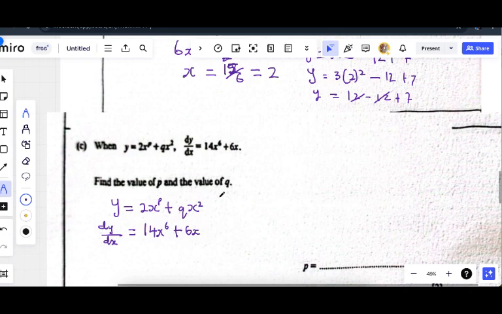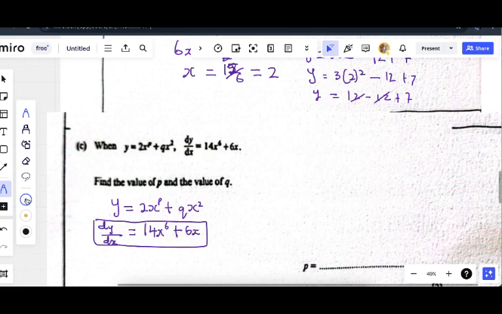Now, find the value of p and q. That's the question. They gave you this. They want you to tell the value of this p in the power and the value of this q as a coefficient. So what do you do? See, this is a differentiated one, right? So we need to differentiate the one they gave us and use it to compare this one. Whatever we get, we use it to compare this.